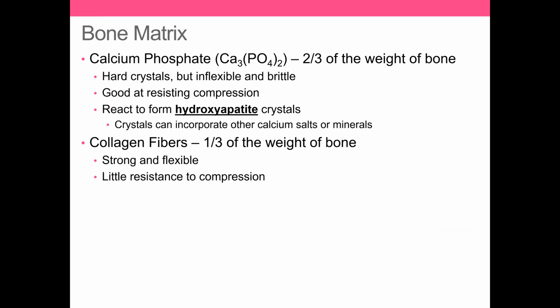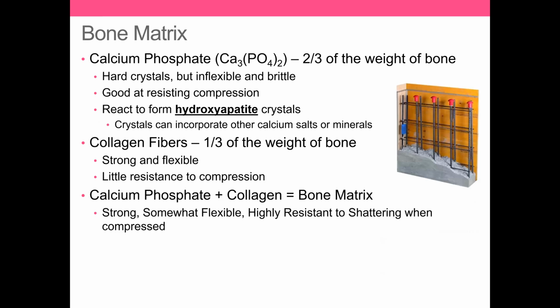So together, if we take the calcium phosphate, which is inflexible but good at resisting compression, and we mix that with the collagen, which is strong and flexible but has little resistance to compression, we get the bone matrix. So putting these two substances together makes a very strong, somewhat flexible matrix that's highly resistant to shattering when compressed.